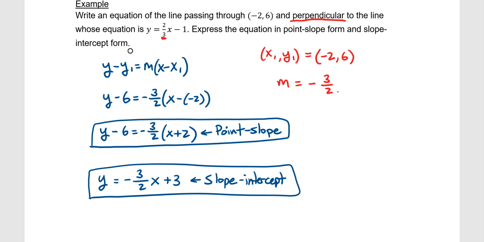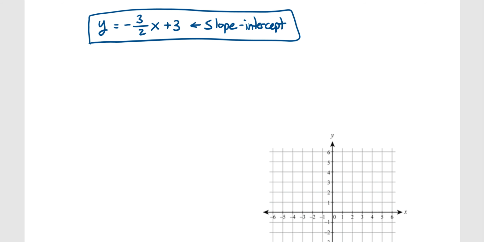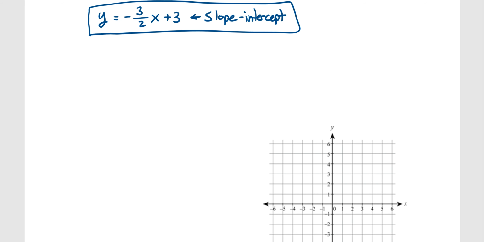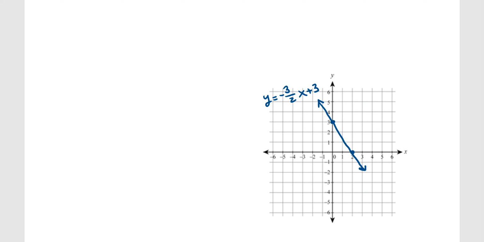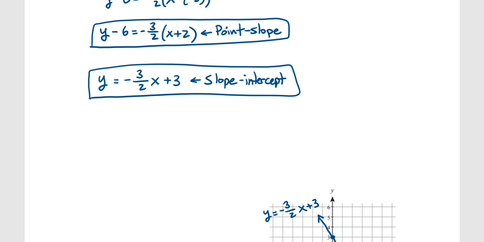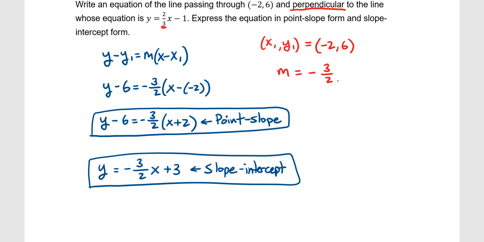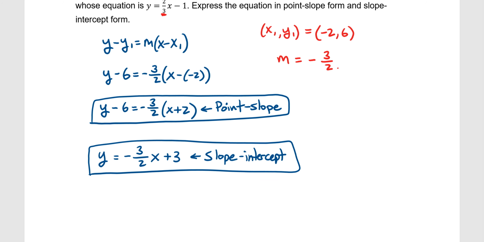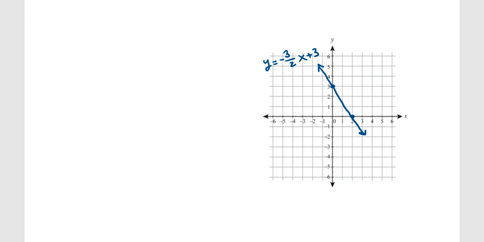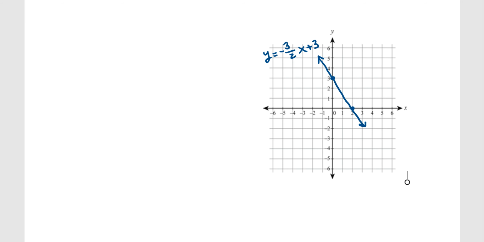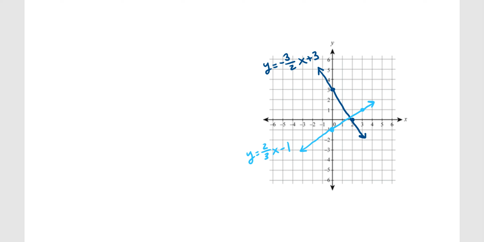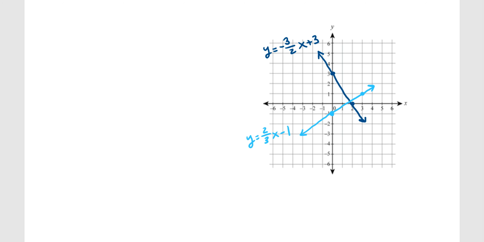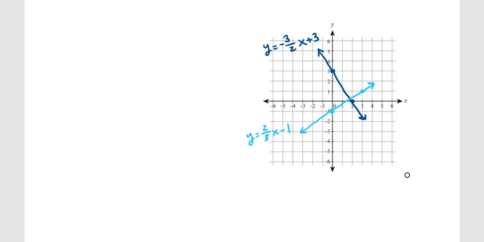Okay, so let's graph these. Let's graph the one that we just found, y equals -3/2 x plus 3. And that would look something like this. And now let's graph the line that it was perpendicular to. It was perpendicular to y equals 2/3 x minus 1. So let's graph that as well. And we get that line right there. And we double check. It looks like they do cross at a 90-degree angle.